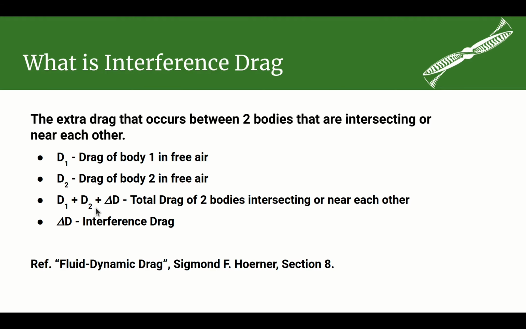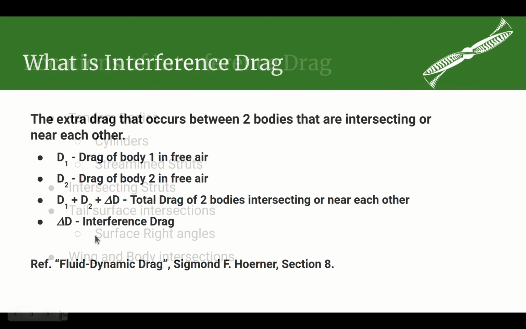Now, this doesn't have to be a plus number. A plus number means that the interference drag adds more than the two bodies by themselves. But you can also get a negative number, which means that you'll actually have less drag when they're near or intersecting than the two bodies separated added together.